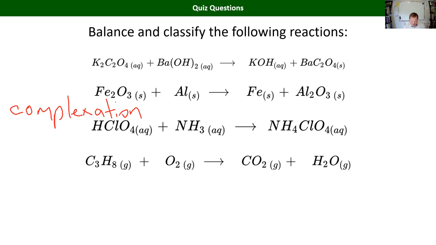And if we wanted to get more specific with this, we could look at it and say, okay, if you take the H plus and you stick it onto the NH3, that gives you NH4 with a positive charge. All we did is we took an H plus away from the perchlorate and gave it to the nitrogen. No oxidation states changed. We just moved an H plus from one thing to another. So that's a textbook example of an acid-base reaction.